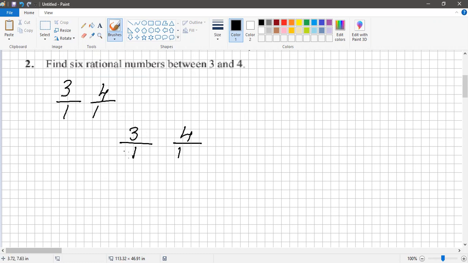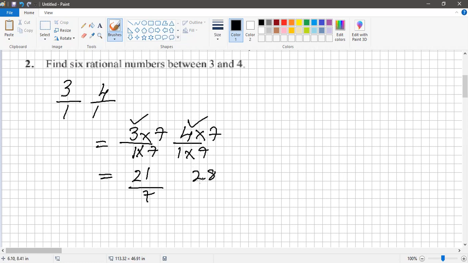Multiply the numerator and denominator of both the rational numbers with the same number, depending upon the question. Since we need to find 6 rational numbers, I'm going to multiply with 7, into 7, into 7. So what is the next step? 7 threes are 21 by 7 ones are 7. 7 fours are what? 28. 28 by 7.